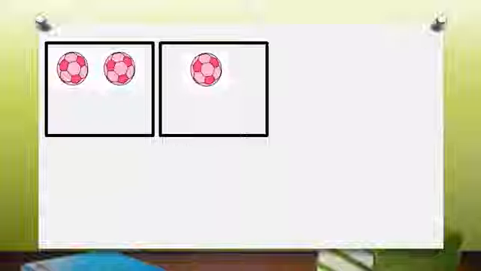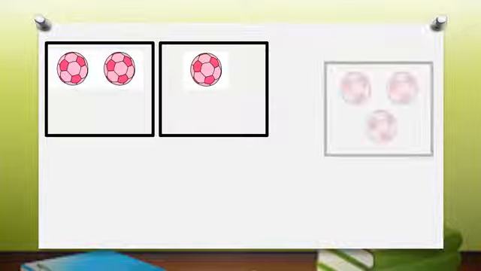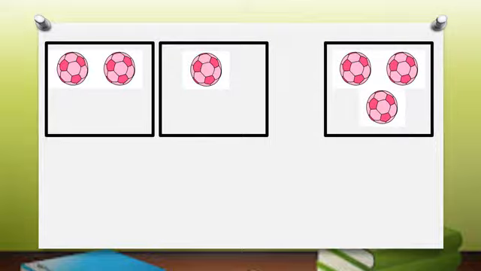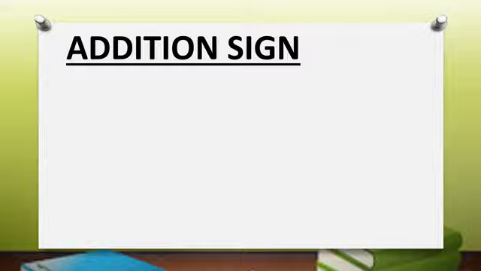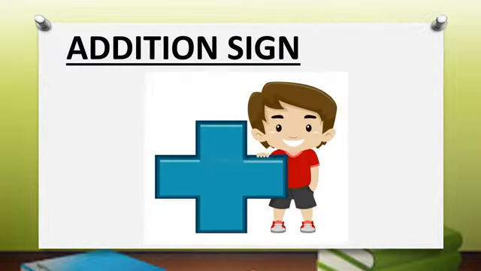So the total number of balls that I have is 1, 2, 3. 3 balls. So children, 2 balls and 1 ball is equal to 3 balls. The symbol for addition is the plus sign. So children, let's have a look at a few examples using this sign.